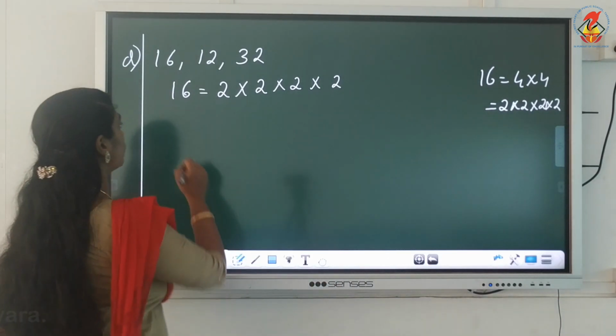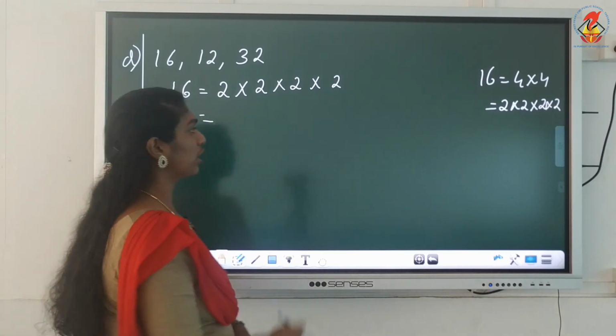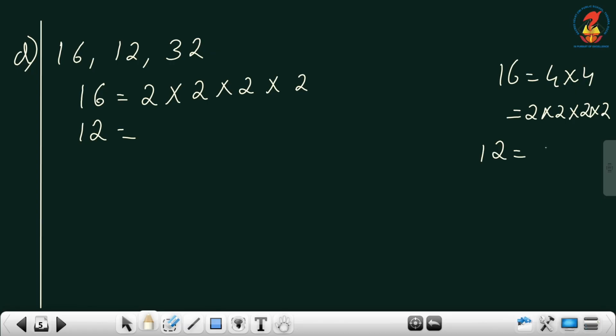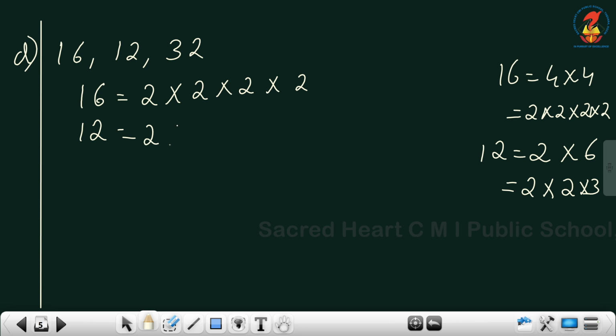Now next one, 12. How can I split 12? 12 I can write it as 2 into 6. Yes? But 6 is a composite number, so I'll write 2 as it is. 6 I will split it as 2 into 3. So now I got all prime numbers, right? So I can write 2 into 2, and this 3 I'm going to write it over here, because I have one more number to write, so I can have more 2's in that. I need to group. So I'll just push away 3 over to that corner.